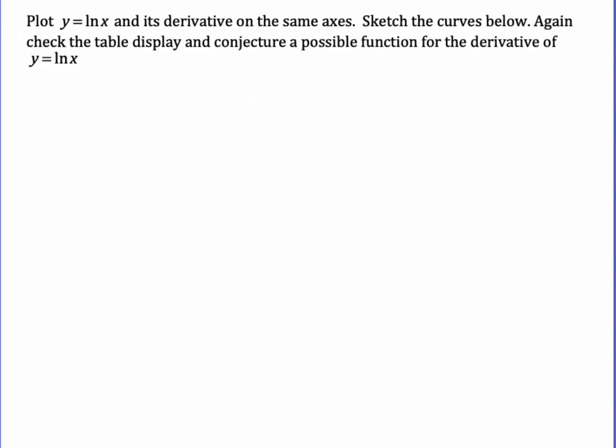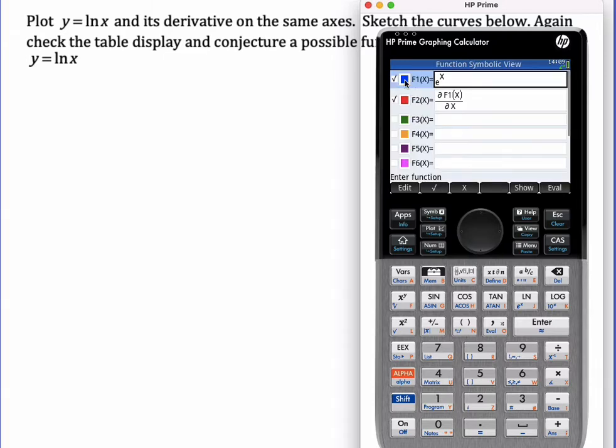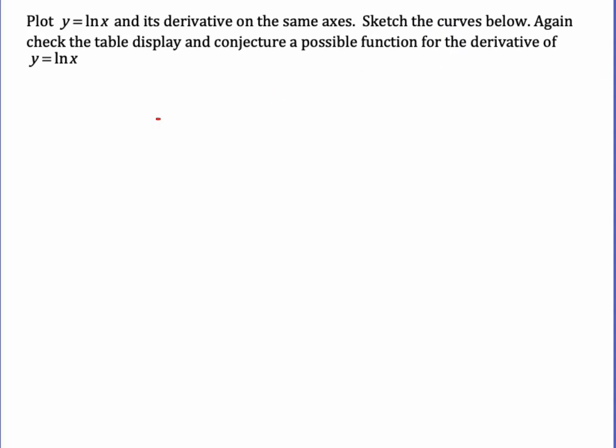e to the x. Okay, let's look at ln x, and let me put this back on, change this to ln x. And okay, so the original function is here in blue, and then the derivative is in red here. Technically this part shouldn't be here because the blue one's only defined for x greater than 0, so the derivative should also be just for x greater than 0. Anyway, let's graph that.